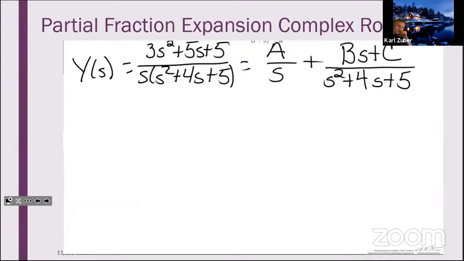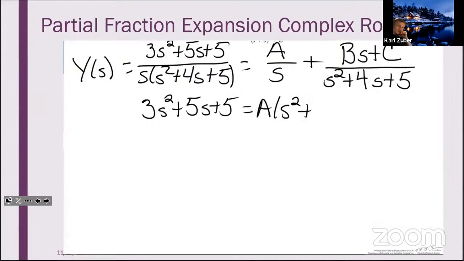To solve for a, b, and c, our focus will shift to the numerator. What we'll now do is find a least common factor and multiply the a by the s squared plus 4s plus 5 and the bs plus c term by s, of which this must equal the numerator we already have, 3s squared plus 5s plus 5.